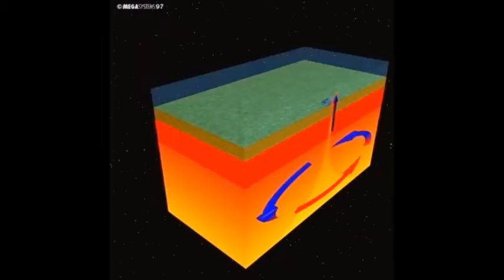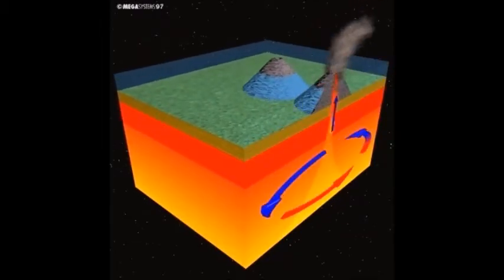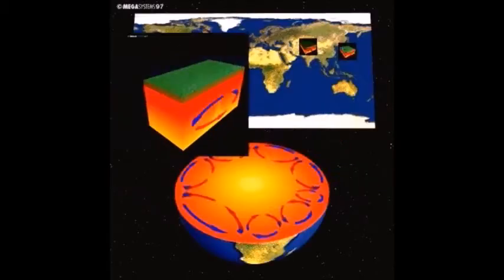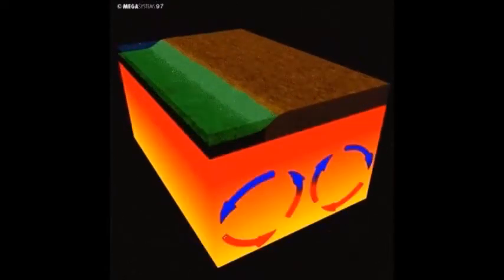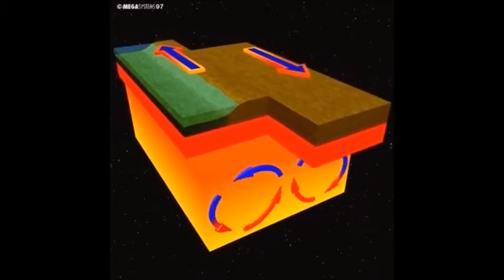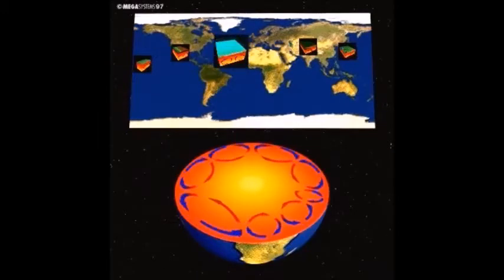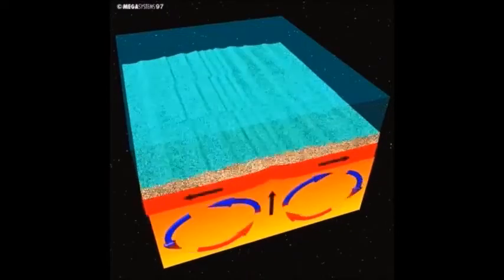According to the theory of plate tectonics, the lithosphere is composed of several large plates that float on the asthenosphere, which is the liquid layer in the Earth's mantle. The plates move as a result of convection currents in the Earth's mantle under the lithosphere. Convection is the movement of liquid material that is heated from underneath, rises and cools on top.